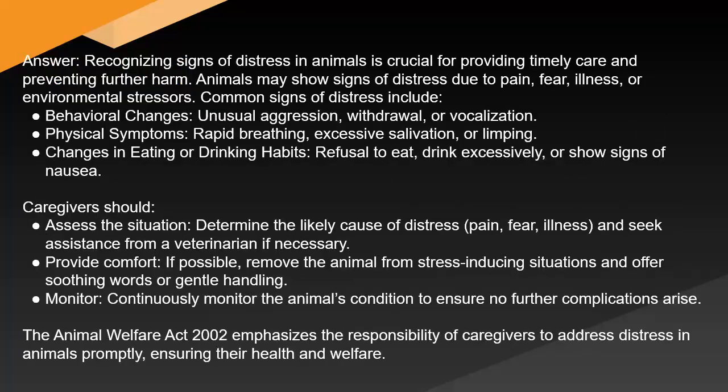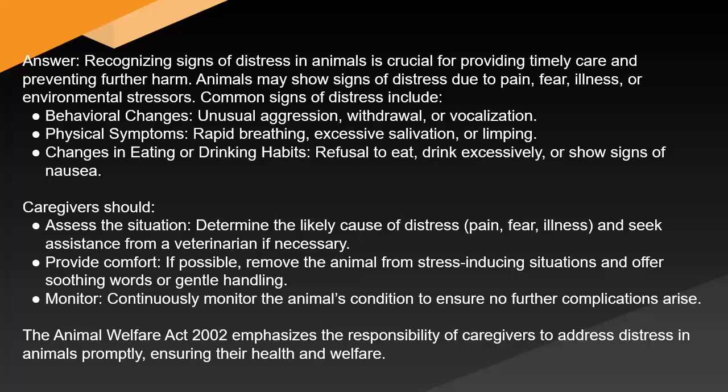Answer: Recognizing signs of distress in animals is crucial for providing timely care and preventing further harm. Animals may show signs of distress due to pain, fear, illness, or environmental stresses. Common signs of distress include behavioral changes, unusual aggression, withdrawal, or vocalization; physical symptoms, rapid breathing, excessive salivation, or limping; changes in eating or drinking habits, refusal to eat, drink excessively, or show signs of nausea.